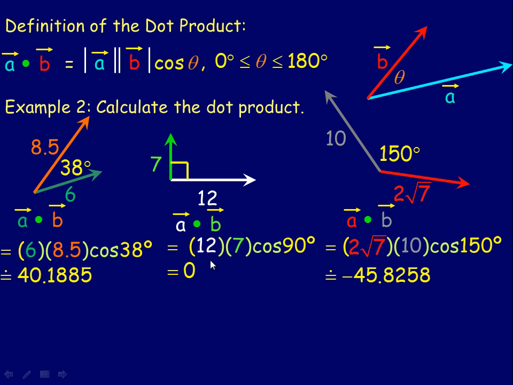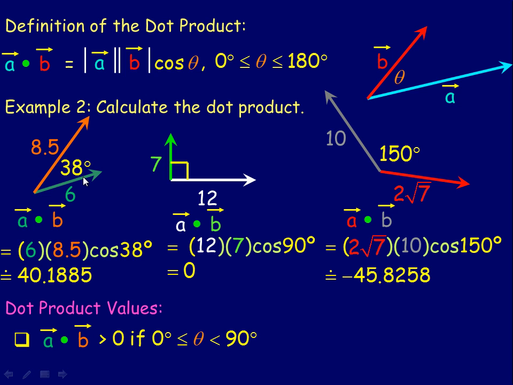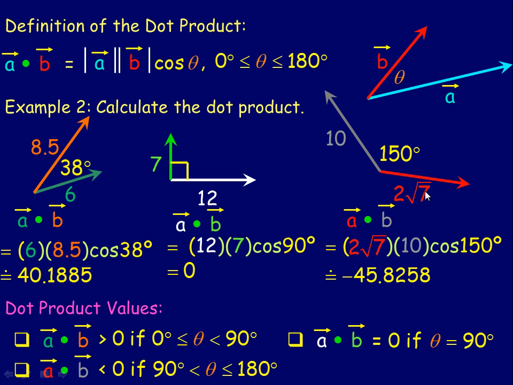And so that's kind of three different classifications for the dot product. Notice for the dot product values that if the angle is between 0 and 90, or an acute angle, the dot product will always work out to be a positive value, greater than 0. If the dot product is 0, that means that the angle between them must be a right angle, or 90 degrees. And the last one over here, the dot product is negative, less than 0, if the angle is between 90 and 180, if it's an obtuse angle.